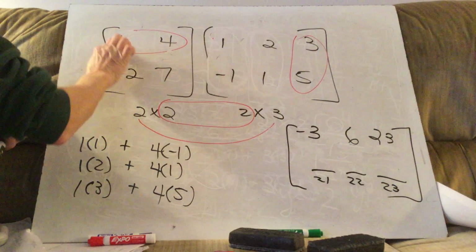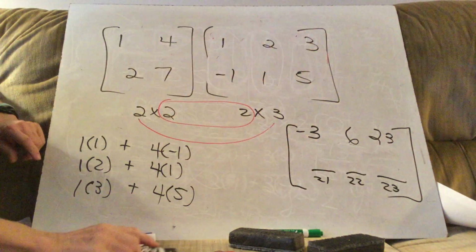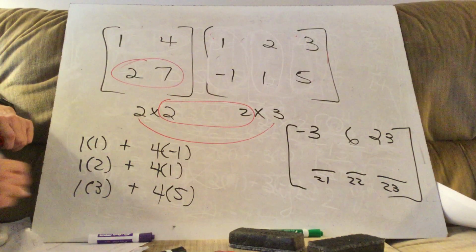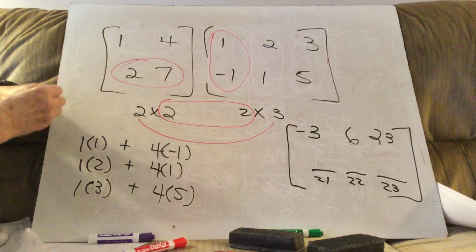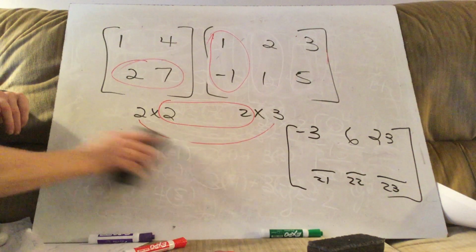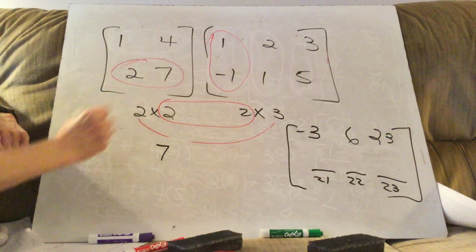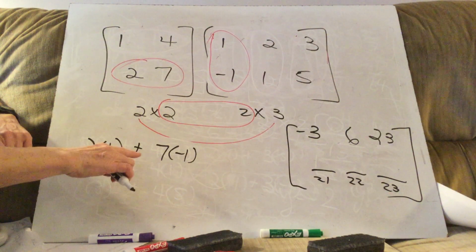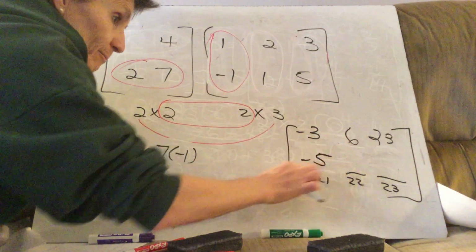All right, now I'm moving to the second row. First column. So now I'm going to start with a 2 and a 7. I'm going to go ahead and erase these numbers so we don't get confused. I'm now using my second row, so I'm starting with the 2 and the 7. And I'm going to pair them up with the 1 and the negative 1. So 2, positive 2, negative 7. So that's going to be a negative 5.